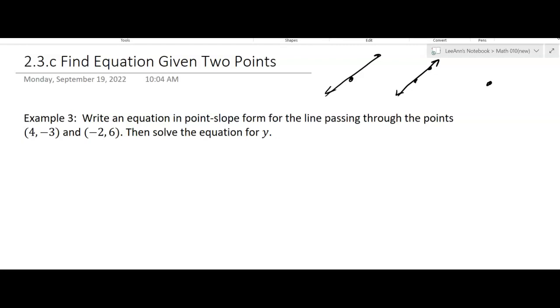But if you just had 1 point, well, there's a lot of lines you could draw through that point. It could go this way, or this way, or this way, or this way. So you wouldn't know distinctly which line it was. They always have to give you two pieces of information.